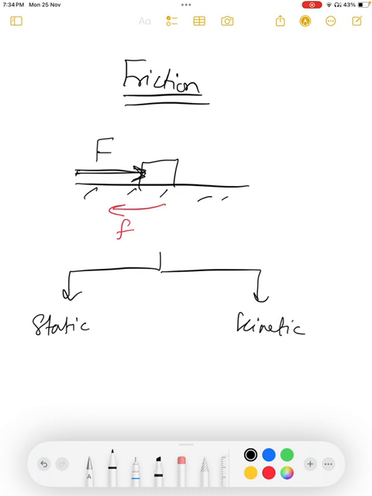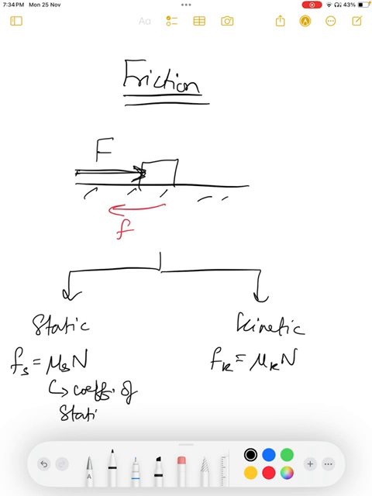The formula for this is Fs, which is the static frictional force, is given by mu s n, and Fk, kinetic frictional force, is given by mu k n, where mu s stands for coefficient of static friction, and mu k stands for coefficient of kinetic friction.